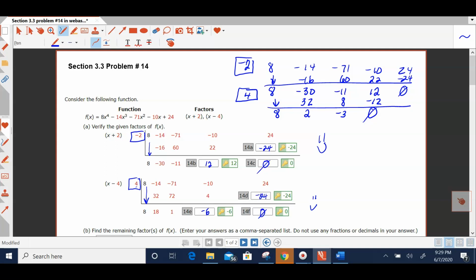But what's nice about doing it this way is I've got it down to a quadratic, that I can either use the quadratic formula or I could factor it. I'm going to go ahead and play around with maybe factoring.